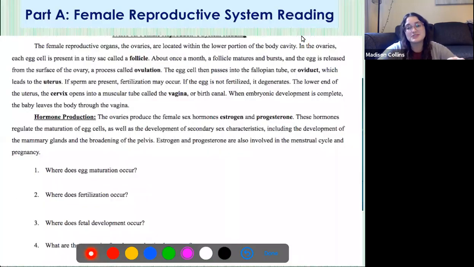But the first thing we're going to do is read through a passage about the female reproductive system. So you guys know the drill. As we read through this, make sure you are annotating anything that's important in this passage, and we're going to use that information to answer questions 1 through 4.